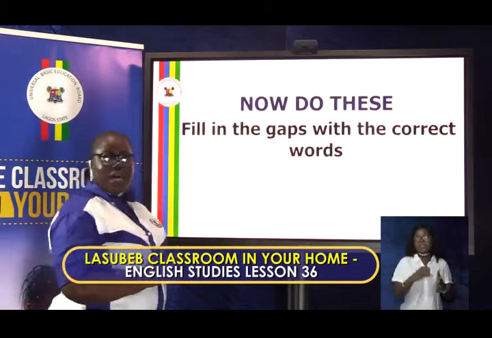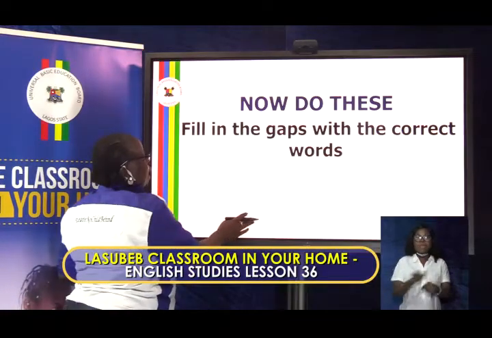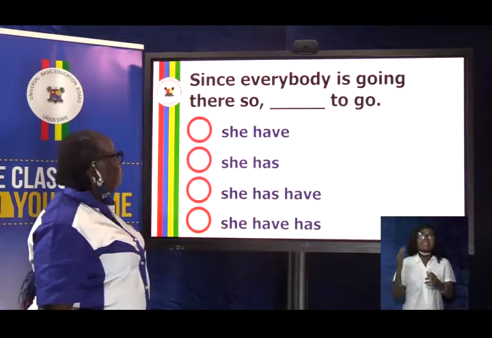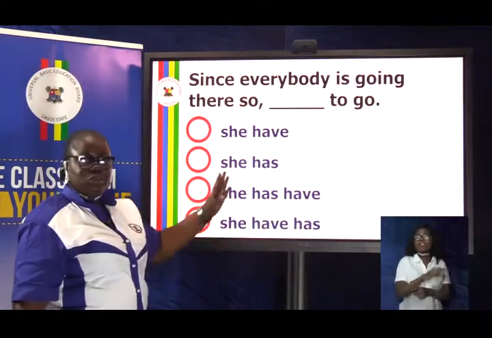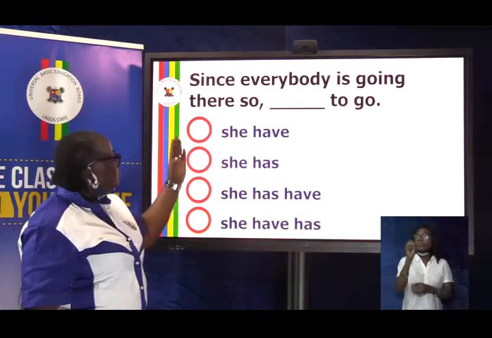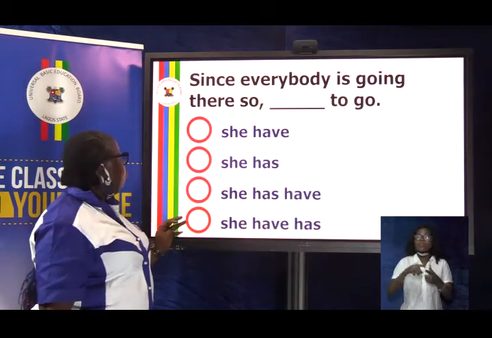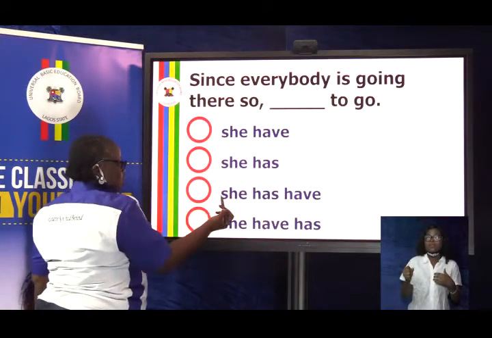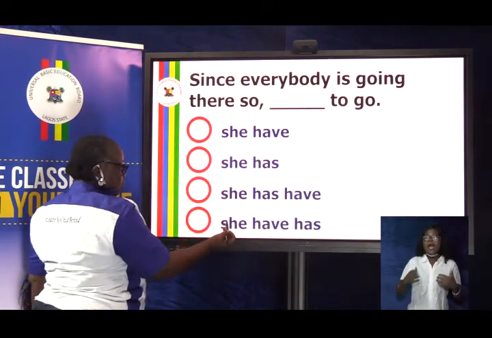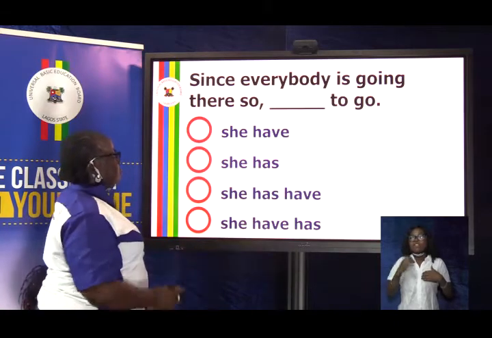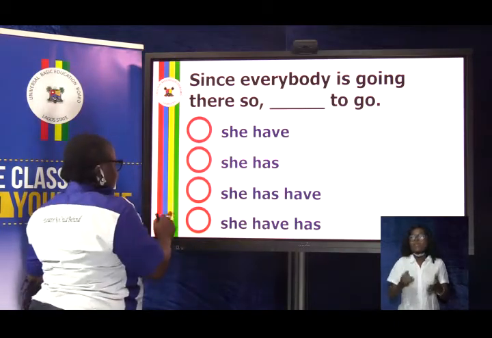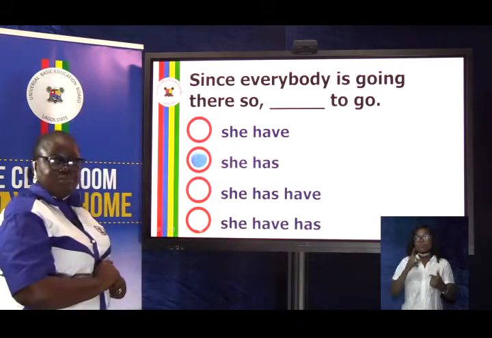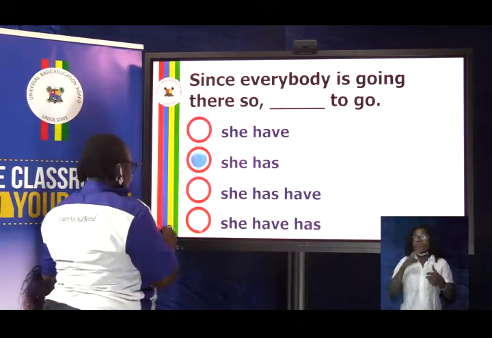Now it is activity time. Fill in the gaps with the correct words. Since everybody is going there, so dash to go. She have, she has, she has have, she have has. What is the correct answer? She has to go.